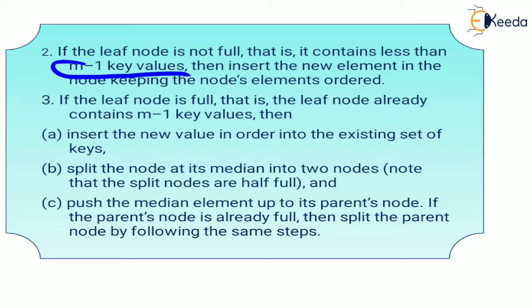So what we are doing is, if the leaf node is not full, then we insert inside the leaf node itself. But if it is full, if it has m minus 1 keys inside the B tree, then we split the node at its median into two nodes so that we get the space to insert a new node. If it still does not have space and still holds m minus 1 key values, then again we split that node into two.